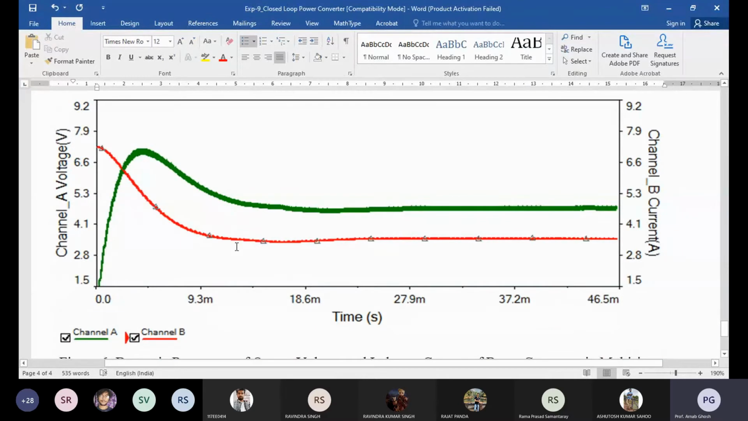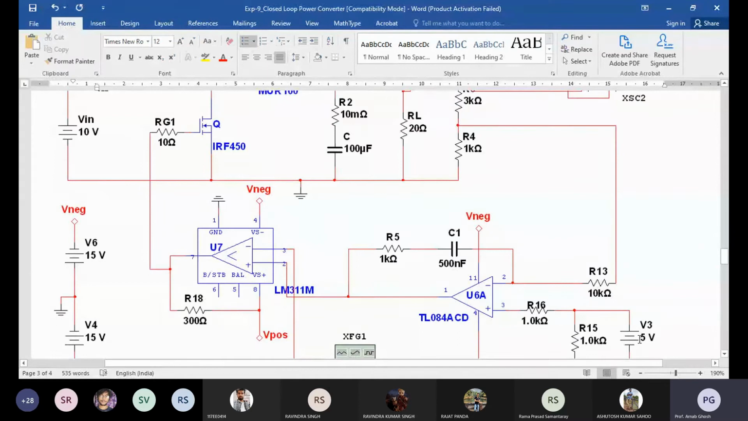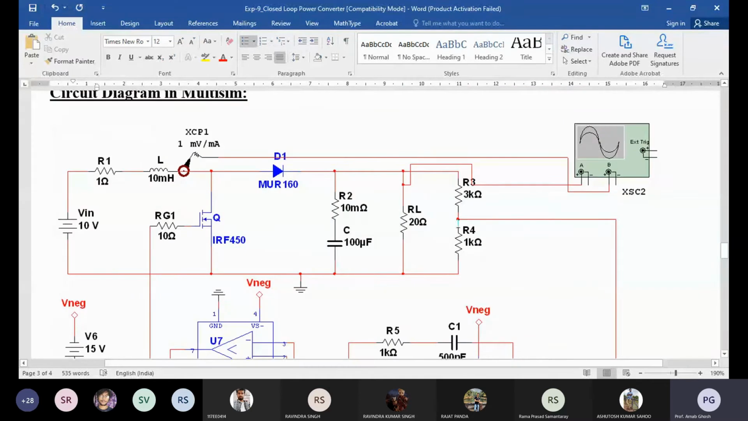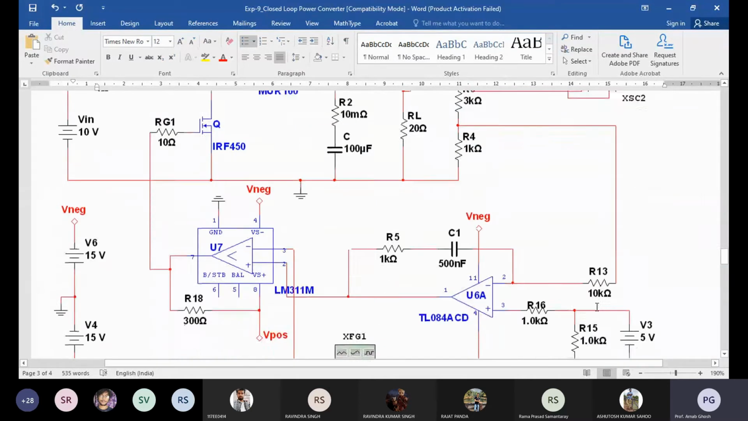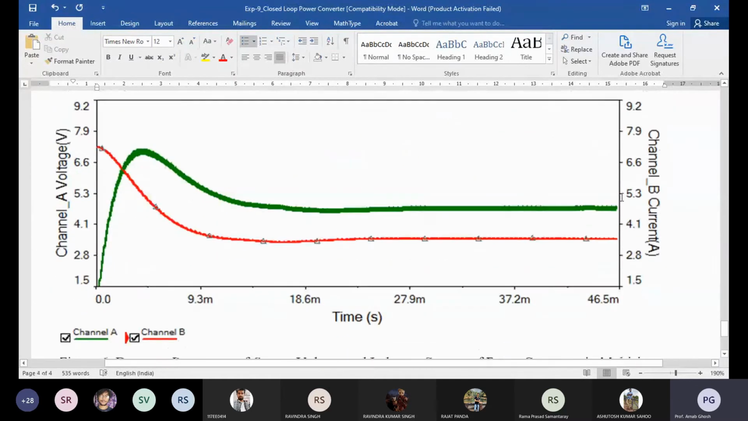Again it should come to 5 volt, the green color value is there, it is at 5. Okay, still it's a boost converter, but the output you have regulated to 5 volt, basically scaled down output. Here you are getting that scaled down output value at 5 volt. As per the efficacy of the controller, the overshoot and steady state error will be maintained.